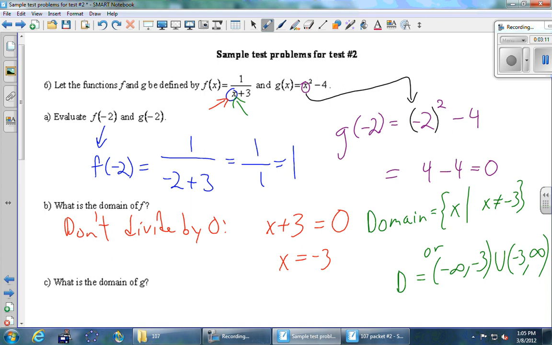Part C, what is the domain of g? So now what we're after is the allowable x's that can go in here. And I see no square roots to worry about, and I see no division to worry about, and there's not a whole lot left to worry about. And if there's nothing to worry about, then the domain must be all real numbers.